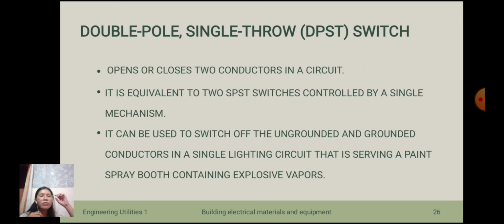And then we have the double pole single throw switch or DPST switch. So, it opens or closes two conductors in a circuit. It is equivalent to two single pole single throw switches controlled by a single mechanism. So, it can be used to switch off the ungrounded and grounded conductors in a single lighting circuit that is serving a paint spray booth containing explosive vapors. So, yung double pole, for example, may two lights tayo which is connected sa isang switch lang.